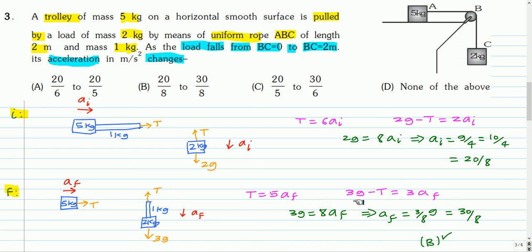So adding these two, the tension will cancel, so we get the final acceleration as 3 by 8 of g, that is 30 by 8. So the acceleration changes from 20 by 8 to 30 by 8. Correct option is option B.